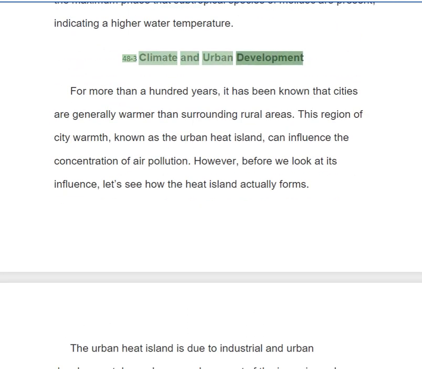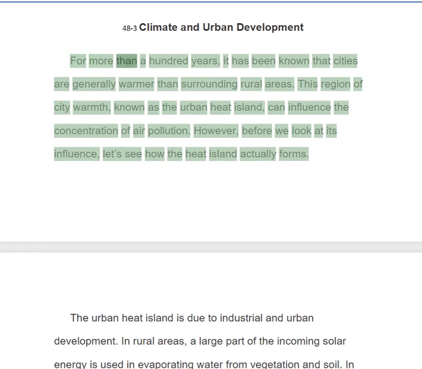48-3 Climate and urban development. For more than 100 years, it has been known that cities are generally warmer than surrounding rural areas. This region of city warmth, known as the urban heat island, can influence the concentration of air pollution. However, before we look at its influence, let's see how the heat island actually forms.